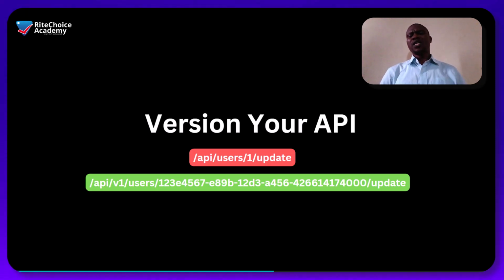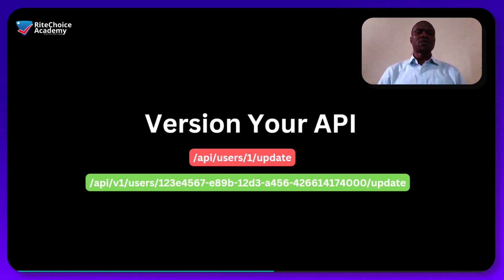Then another one here is version your API. A lot of people don't value this. Even if the API you are developing is just going to return just one record, just one endpoint, version it.